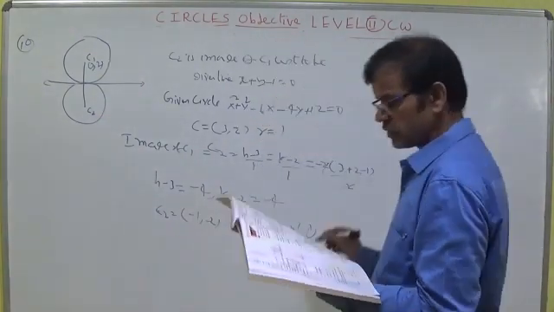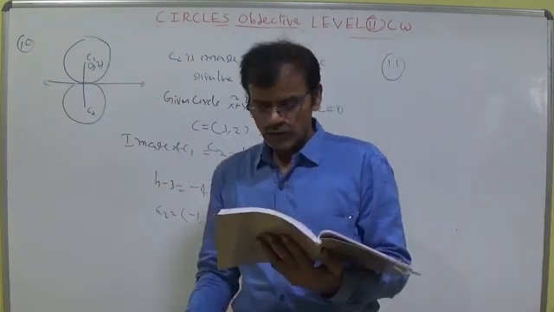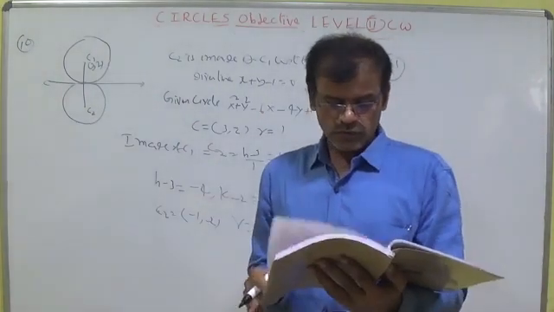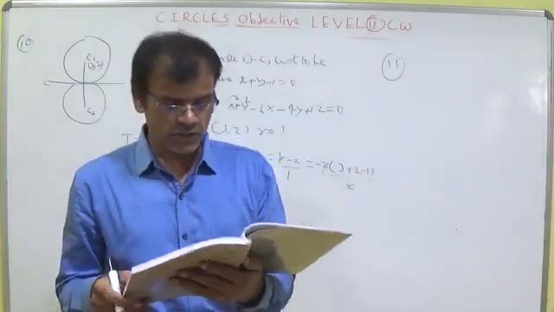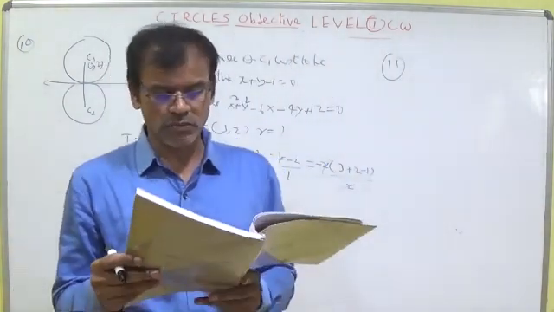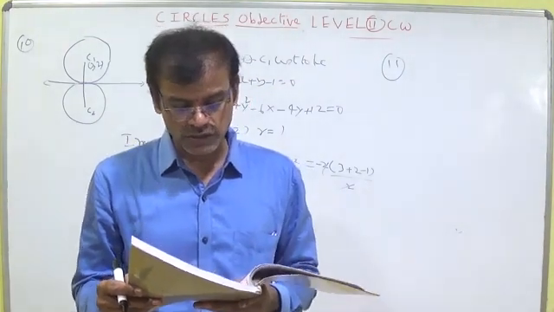Now let us discuss the 11th question in level 2. 11th question. So what is the 11th question? Try to understand. Simply read the question carefully. The circle passing through (t, 1), (1, t), (t, t) for all values of t also passes through.